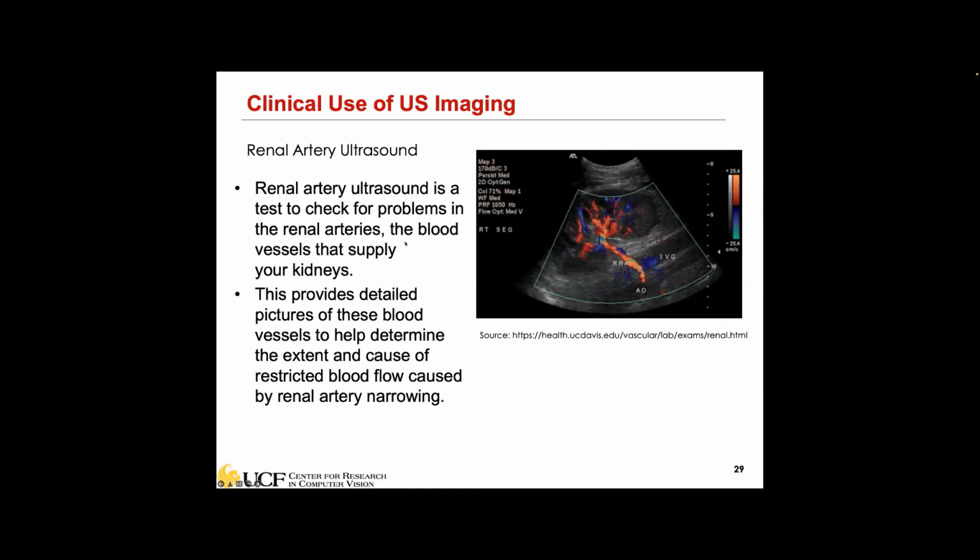Yeah, so basically I was saying, for this particular image on the right, you see these red and blue colors, right? They indicate two different directions of the blood flow. You also see different color intensities, which indicate the speed of the blood flow. Based on that, you can examine where there's restricted blood flow, maybe caused by renal artery narrowing, by examining this ultrasound image.